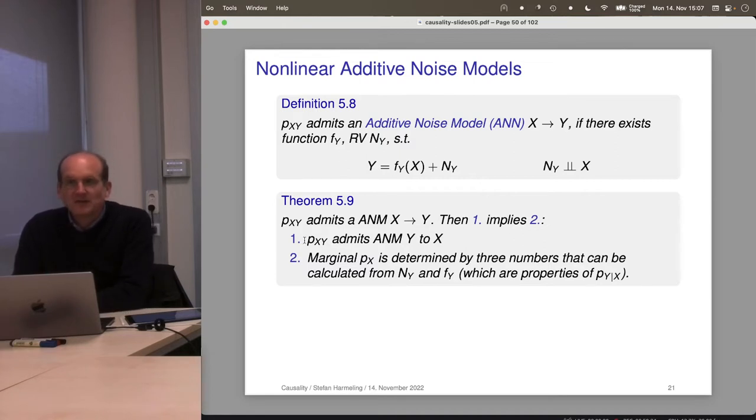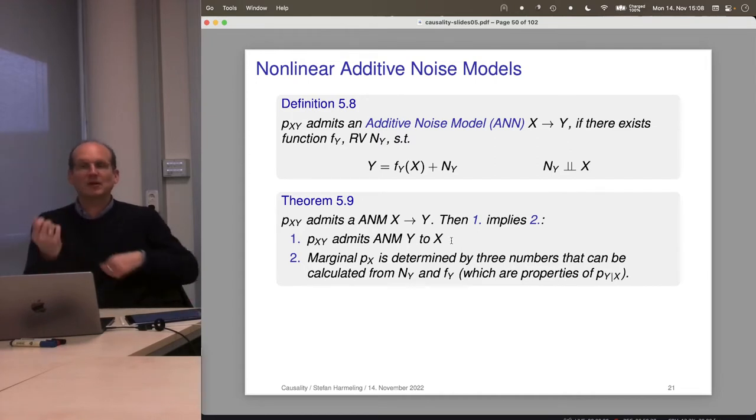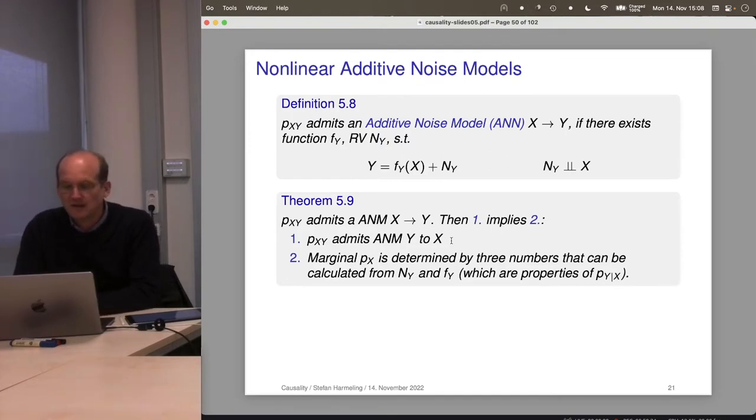If my joint distribution also admits an additive noise model the other way around, so there must be some nonlinear function g, so that x is g of y plus some noise, in that case we have this very weird-looking statement. The marginal distribution Px is determined by three numbers that can be calculated from the noise distribution and from the function. So this is super technical and super strange. But that's the simplest form that they have right now for this setup. And I think this three-number thing is a weird thing.